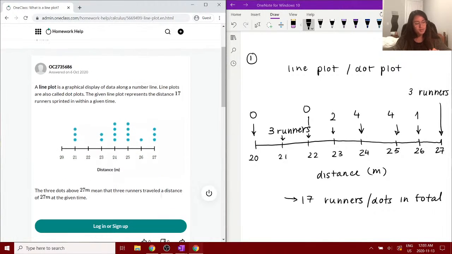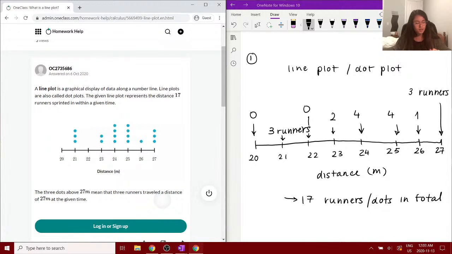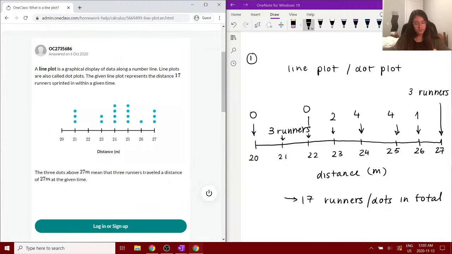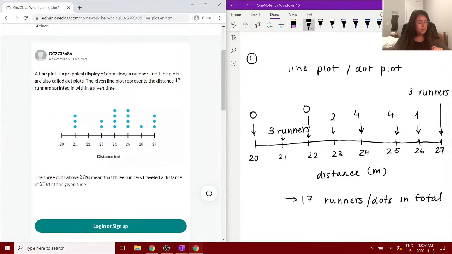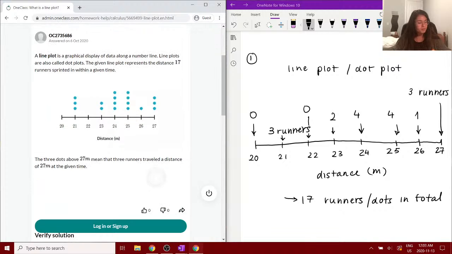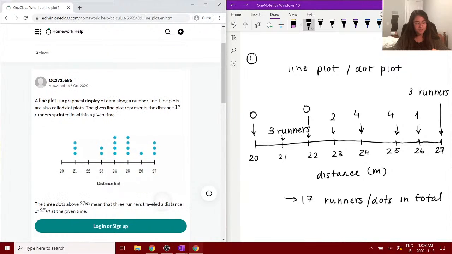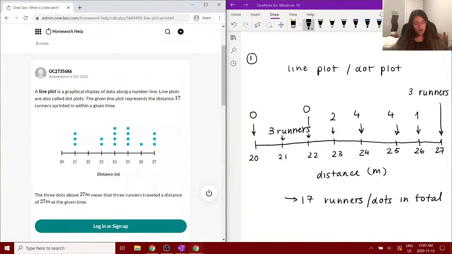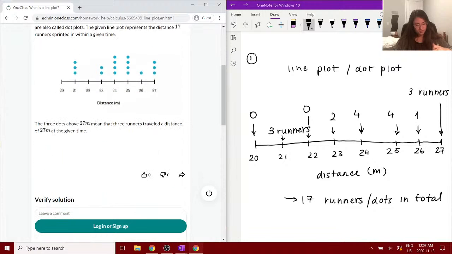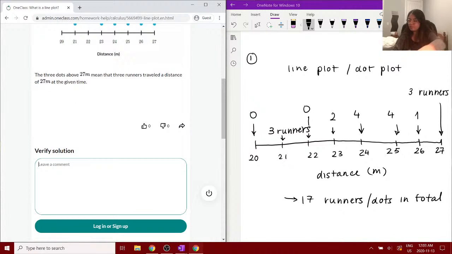So that is what a line plot or dot plot shows. Of course, this is just one example with the runners and the distance, but you can see the number of points above a mark on the line plot has that meaning. So we can go on to the next question. Correct solution for that one, and we can move on.